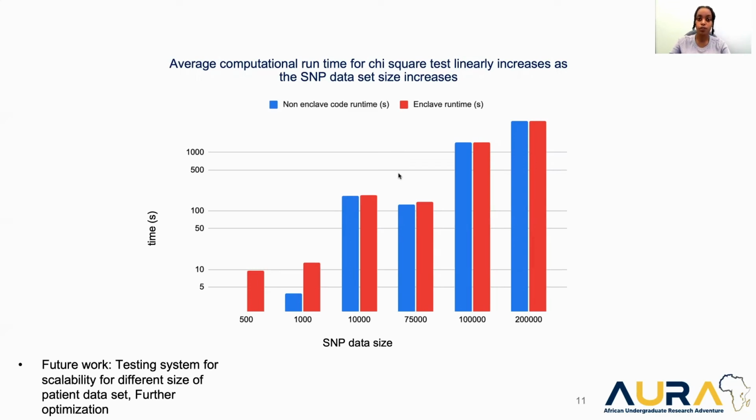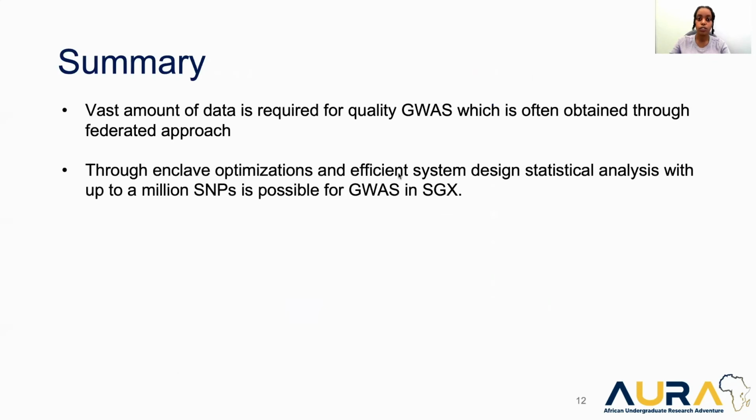For the next phase of the project, I'll be testing the system for scalability for variable patient data set size and applying further optimizations. In conclusion, GWAS requires a vast amount of data, which is often obtained through a federated approach. And by systematic design and enclave optimizations, statistical tests up to millions of SNPs are possible for GWAS in SGX.